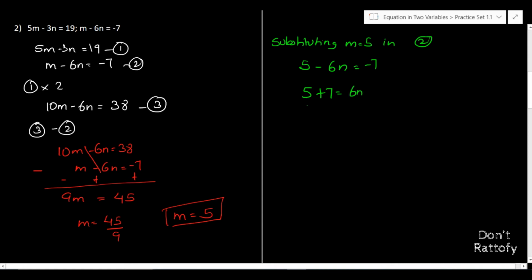Okay, I did that just to eliminate the minus, so it will be better solving. Plus 5 plus 7 is 12 is equal to 6n. So I have the value of n is equal to 12 upon 6, n is equal to 2. 6 2s are 12. So I have the value of m as 5 and the value of n as 2. This is a very easy sum from practice set 1.1, and I hope you have understood this sum. Remember, if you want, you can take a screenshot or write it down by pausing the video.